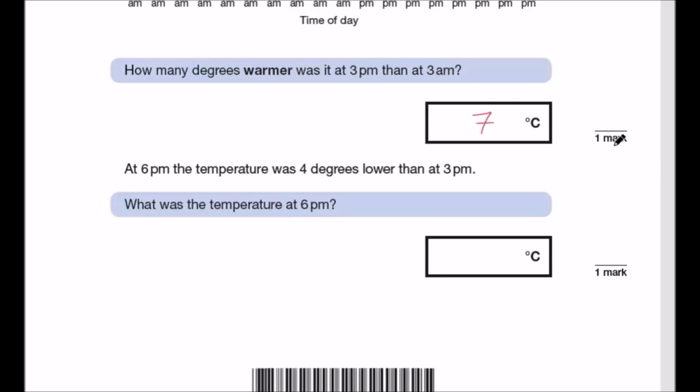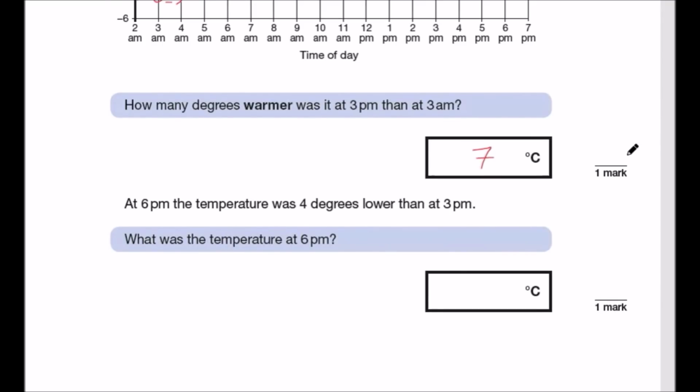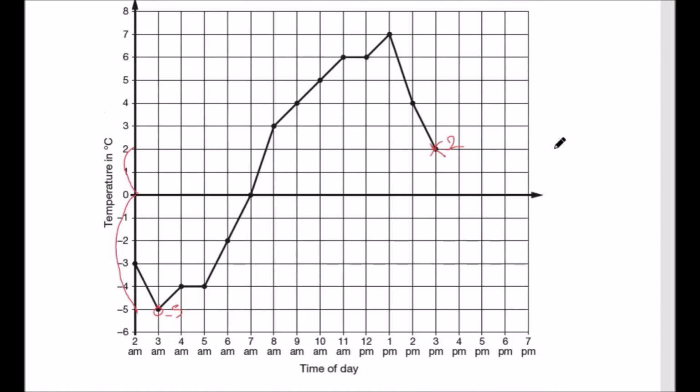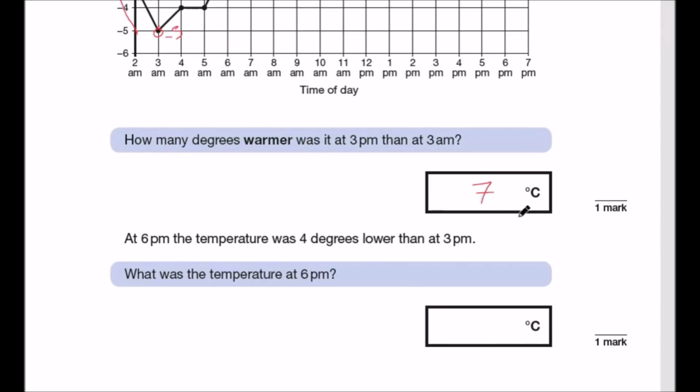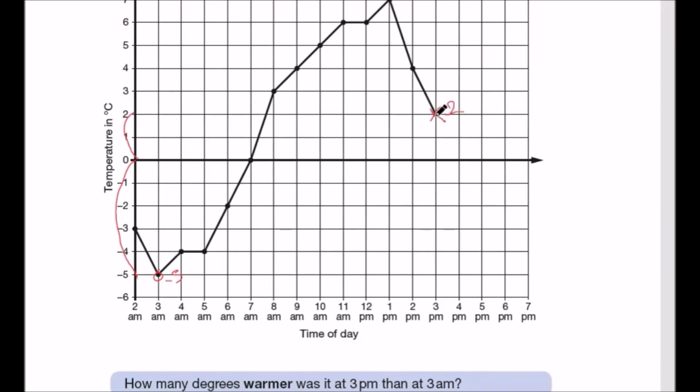At 6 p.m., the temperature was 4 degrees lower than at 3 p.m. What was the temperature at 6 p.m.? So it was lower, 4 degrees lower. So that means from 3 p.m. to 6 p.m., we went 4 degrees lower. So we're here. If you count 4, that's it.